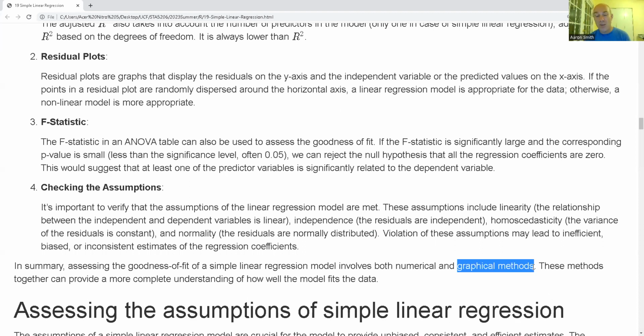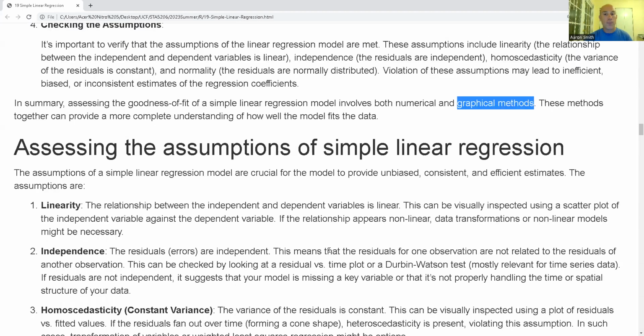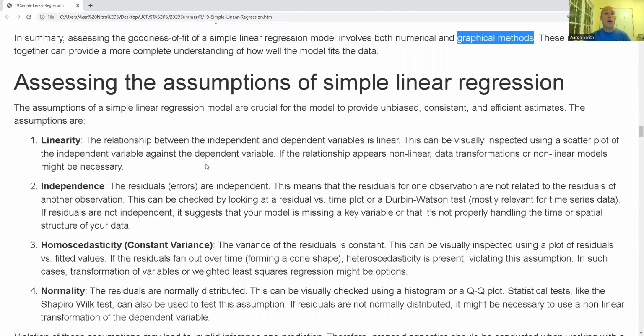It's more subjective, but if you want to truly see what's going on, you've got to do the plots. Our plots are our main tool in regression, evaluating our models. All right, so let's talk about assessing the assumptions of simple linear regression.